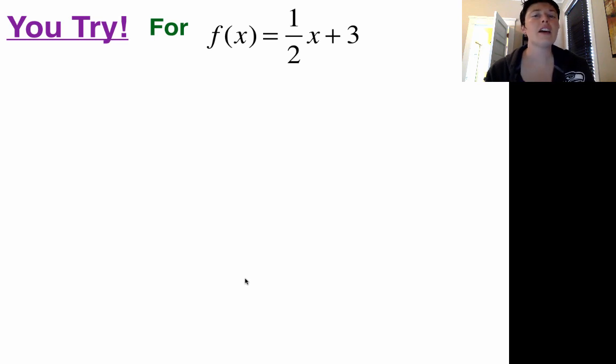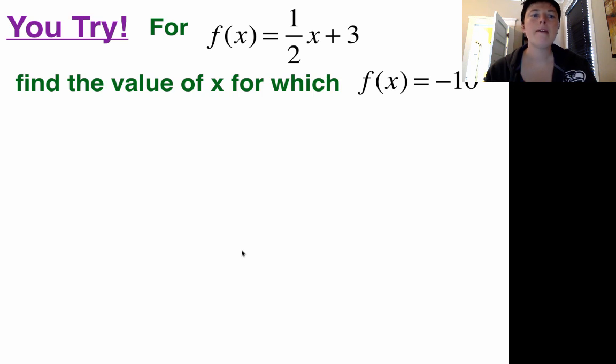All right, your turn. Test yourself and see if you have the hang of this. Here is your you try problem. For f of x equals 1/2 x plus 3, find the value of x for which f of x would equal negative 10. Okay, this is the time. Hit that pause button, try it by yourself, and see if you got this down. Okay, so unpause the video. Let's check your answer and see if you really do have this.